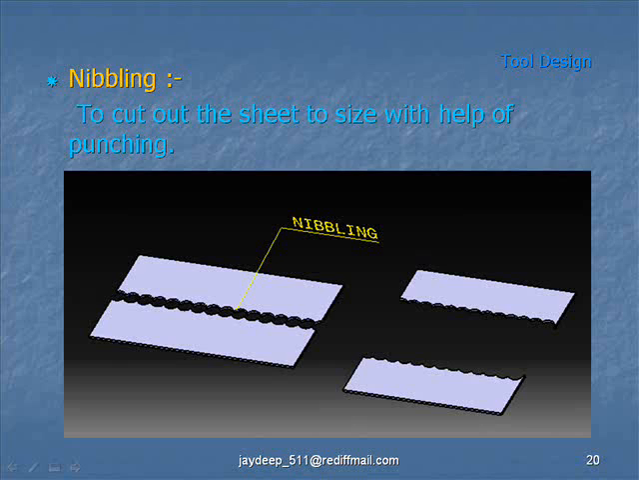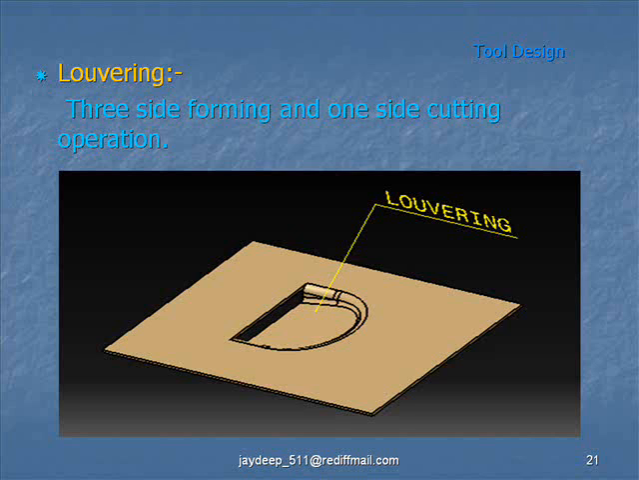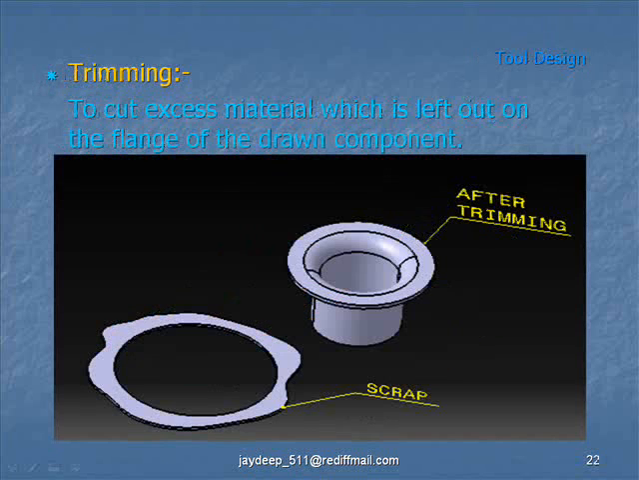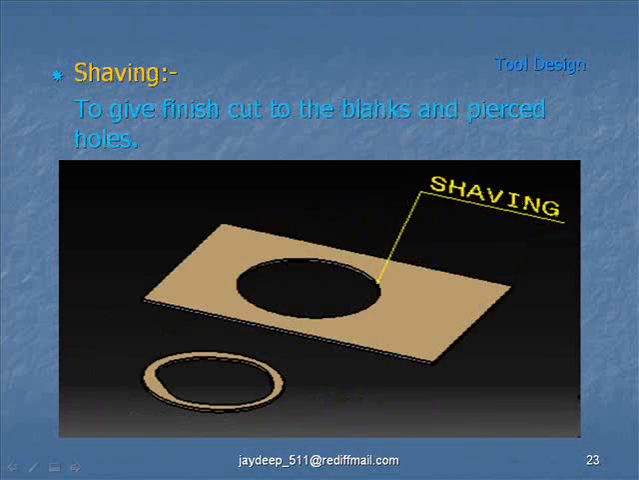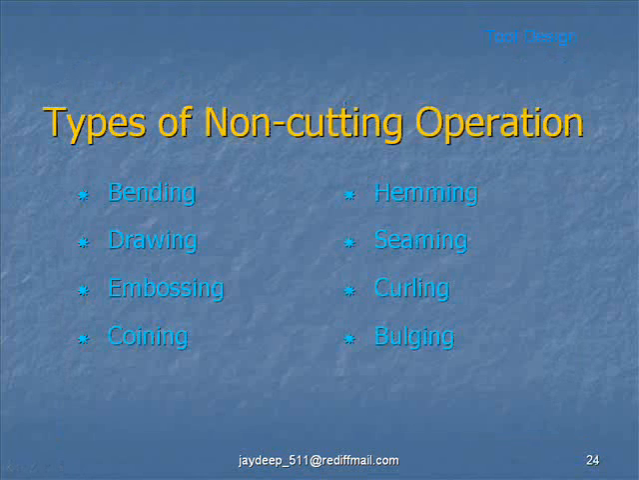Nibbling. To cut out the sheet to size with the help of punching. Lowering. Three side forming and one side cutting operation. Trimming. To cut excess material which is left out on the flange of the drawn component. Shaving. To give finish cut to the blanks and pierced holes.